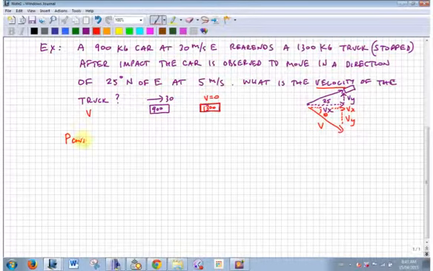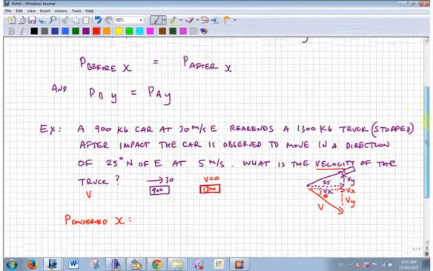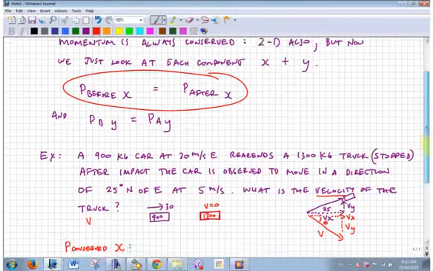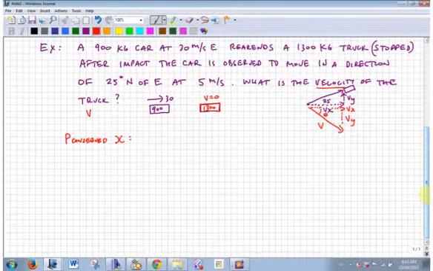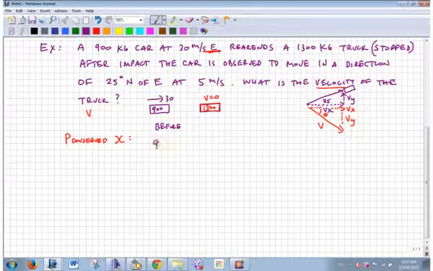P, that's momentum, is conserved in the X direction. So just look at X, what's going on. What do I have for momentum before in the X direction? Is this in the X direction? East is X, isn't it? West and east is X. Yes. So before, I have this momentum. What's this momentum? Nothing, right?